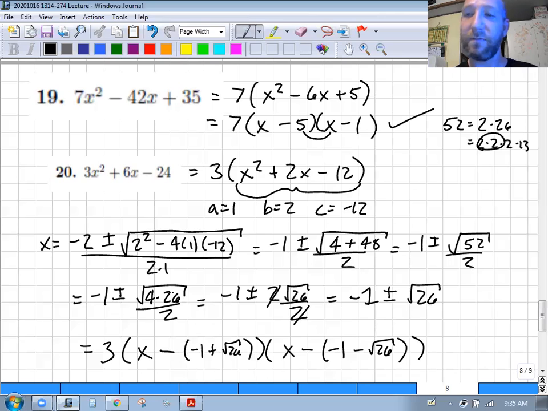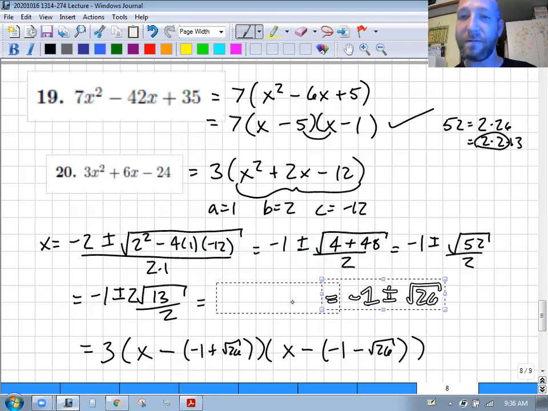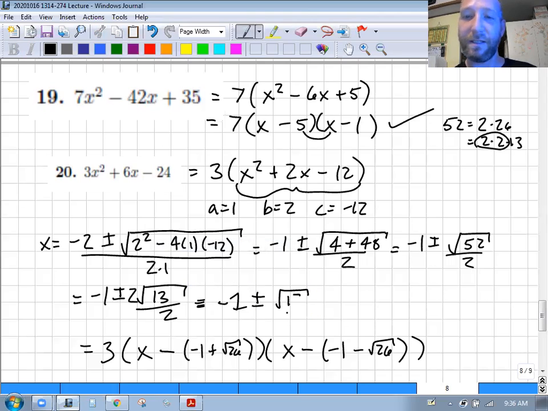Okay, yeah, I did something wrong here. 52 is not 4 times 26. Isn't it 2 times 26, right? Which would be 2 times 2 times 13. So the 2 times a 2 would give me a 2 square root of 13, which isn't any prettier, right? I'd still have a square root of 13 in here. So this just isn't factorable. We just leave it like this.